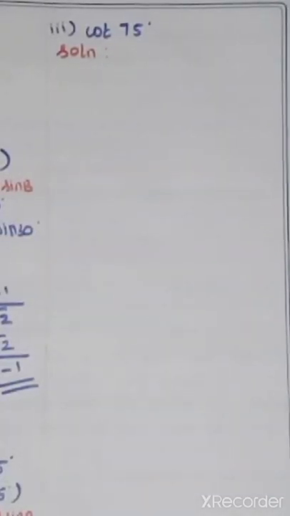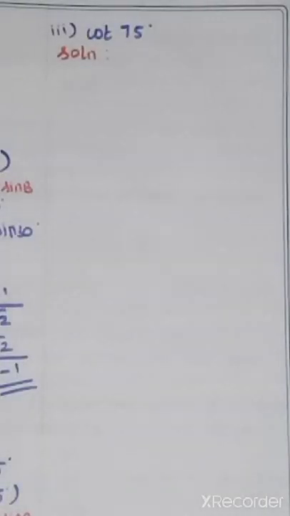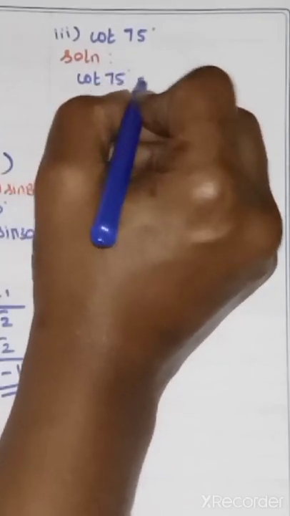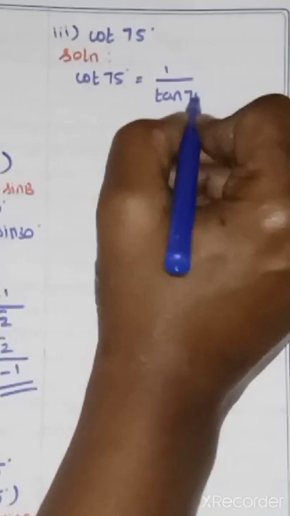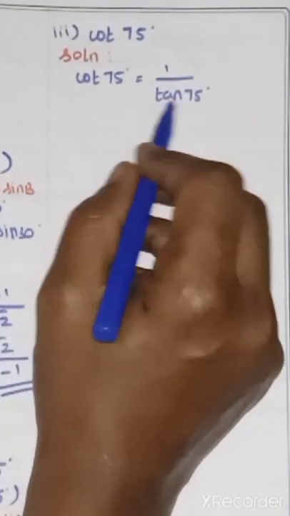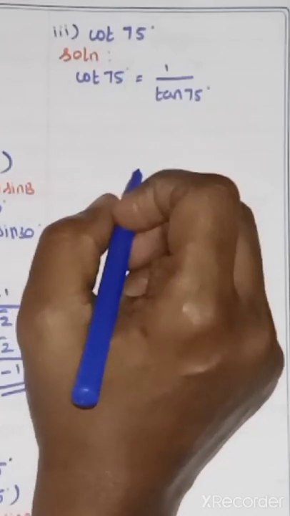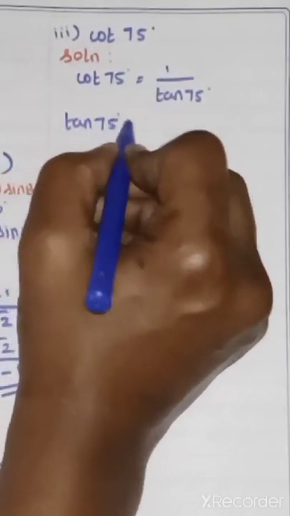Third subdivision, cot 75 degree. So cot in terms of what can we take? Yes, tan we can take, right? So cot 75 degree equals 1 by tan 75 degree. If we find tan 75, then we can take the reciprocal so that we get cot 75 degree. Right? So tan 75.